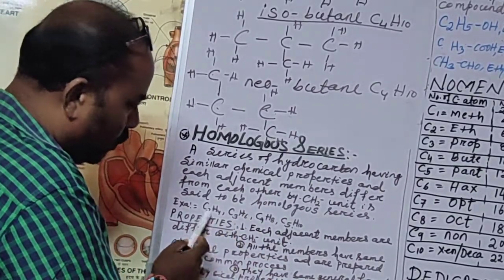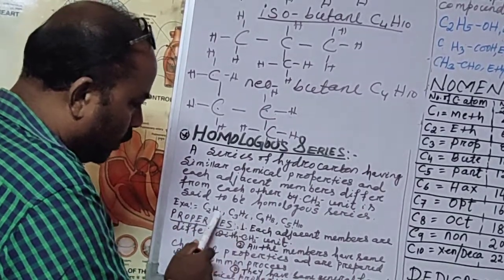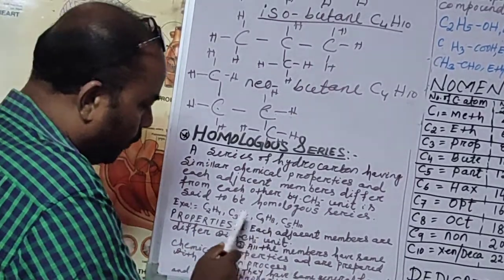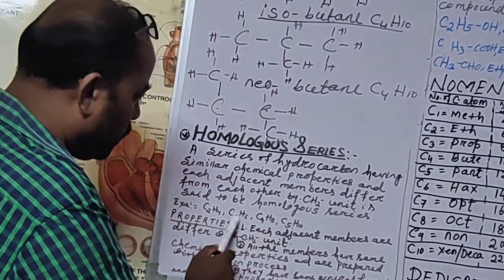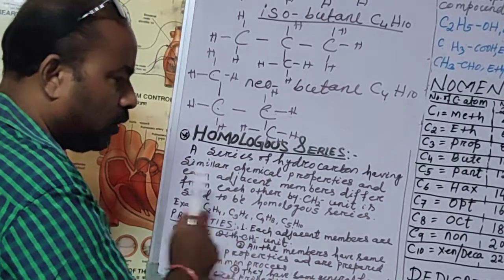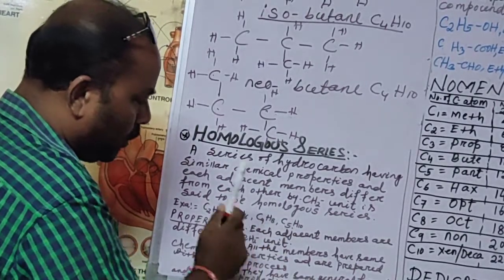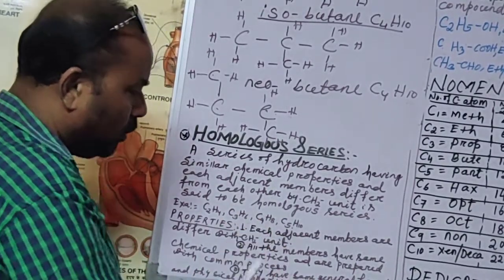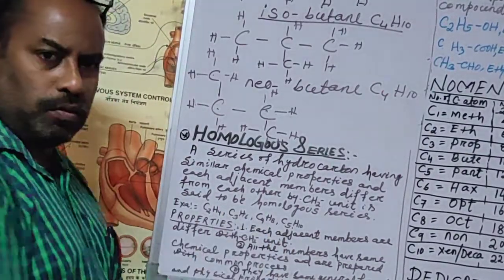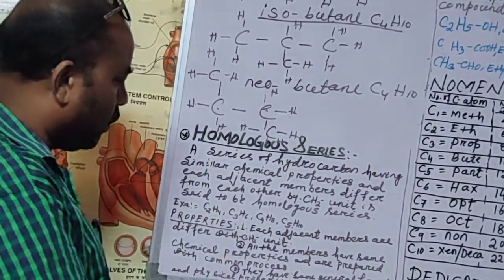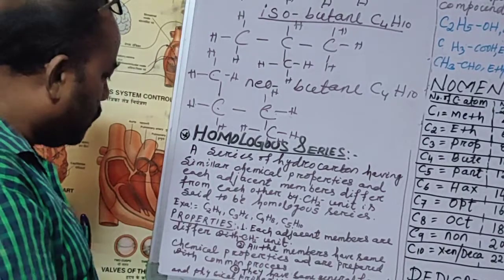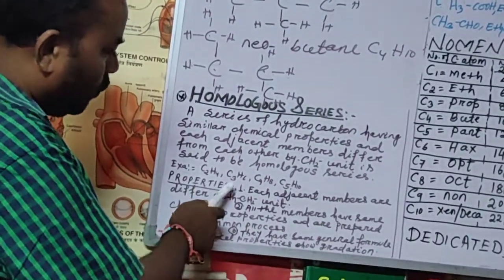3 minus 2 is equal to C1 and 6 minus 4 is equal to H2. So their difference will be C1H2. Again you see, C4 minus C3 is equal to C1 and 8 minus 6 is equal to 2. So C1H2. Again you see, 5 minus 4 is equal to 1 and 10 minus 8 is equal to 2. C1H2. Everywhere the difference is C1H2, and they are all hydrocarbons. So this is called the homologous series. In a homologous series, what are the properties? Properties will be there.